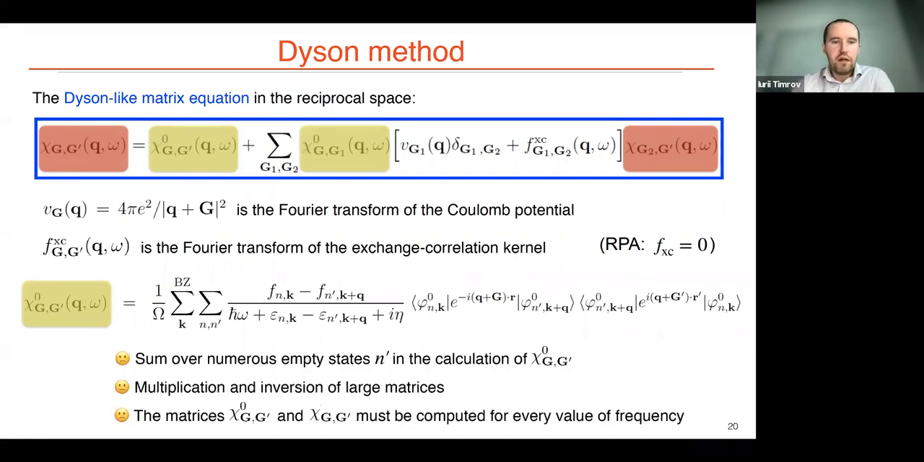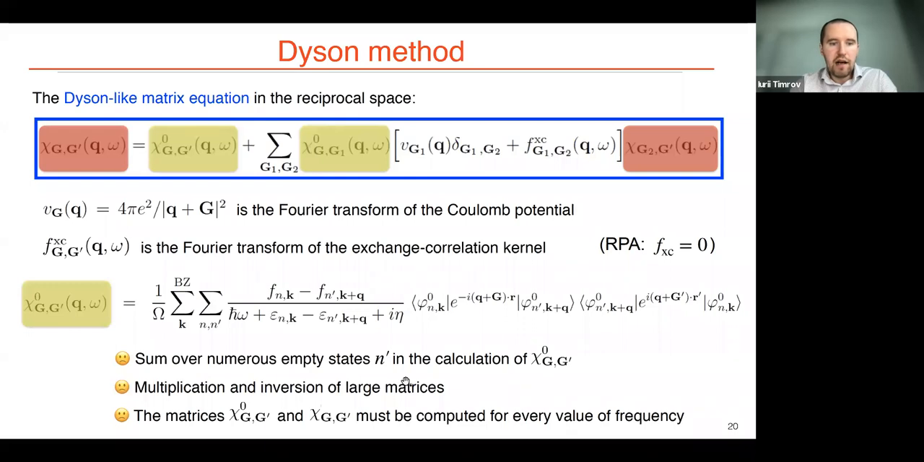A few comments. There are summations over numerous empty states n prime in the calculation of chi-naught. So in the expression of chi-naught, we have a sum over k points, but also we have summation over bands n and n prime. So n labels valence bands or occupied bands, and n prime labels empty bands or unoccupied. So in principle, we have an infinite number of empty states. But of course, in practice, we cannot have infinite summations. We need to do some cut at some point. And in practice, we need to make convergence tests with respect to the number of empty states. But this is computationally expensive. And this is the drawback of this method.